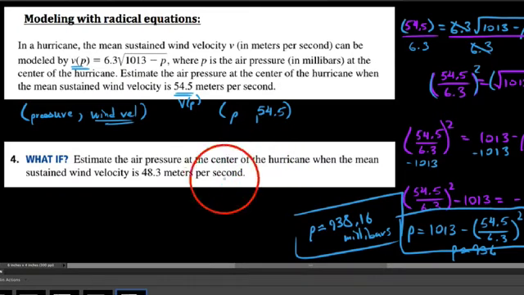So what I want you to do is this. In number 4 here, it says estimate the air pressure P at the center of the hurricane when the mean sustained wind velocity is 48.3 meters per second. You'll notice that this is smaller than what we started with. And if you remember me saying this at the beginning of the video, or you love earth science, or physics, you'll know that when the wind velocity decreases, the pressure actually increases in the system. So what you're going to find is higher than 938.16 millibars when you go back and repeat this process again. Cheers.